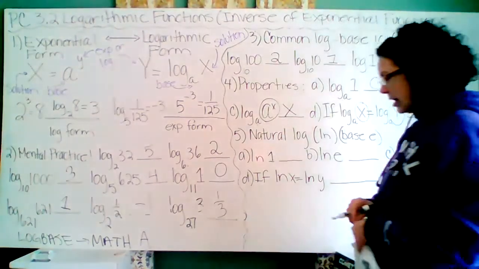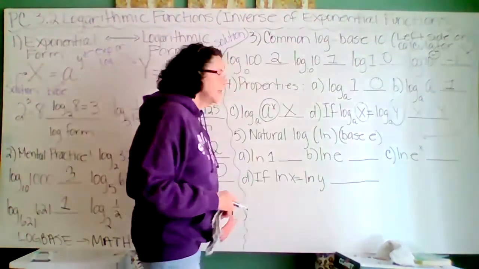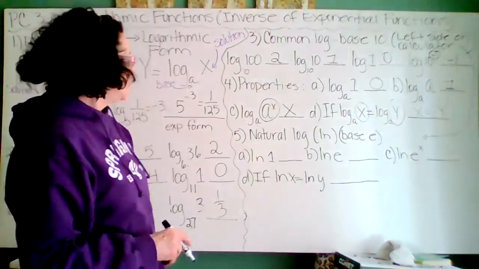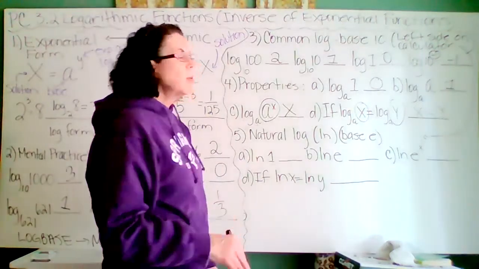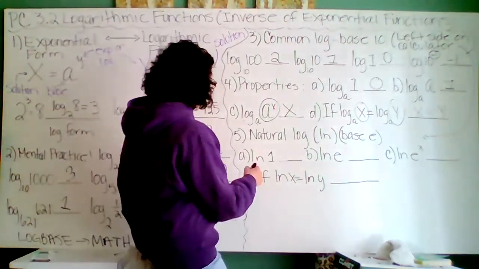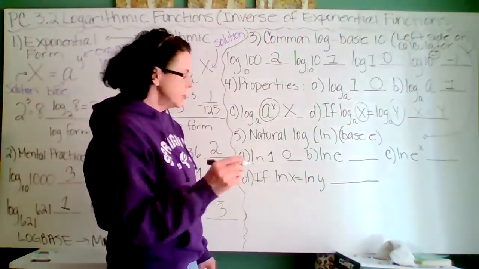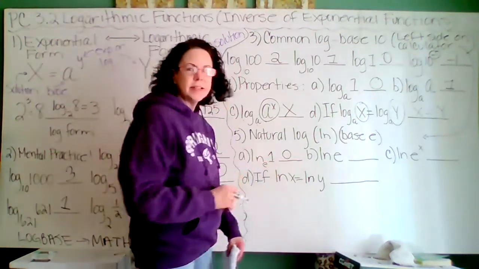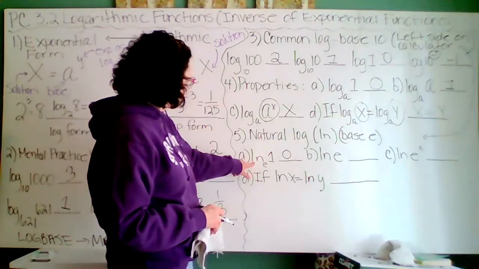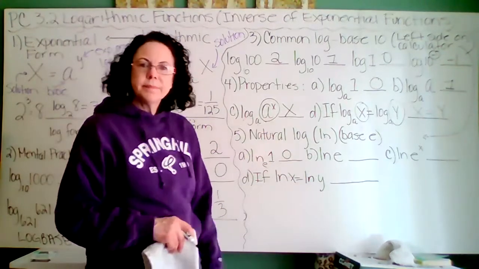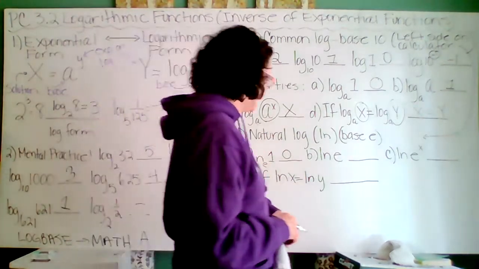How about the natural log? That is also on the left-hand side of your calculator. That is a base of E. So without using your calculator, what is the natural log of 1? It must be a 0, right? If you're unsure with the natural log, just write the base of E. E to what exponent is 1? Oh, 0. Anything to the 0 power is 1.